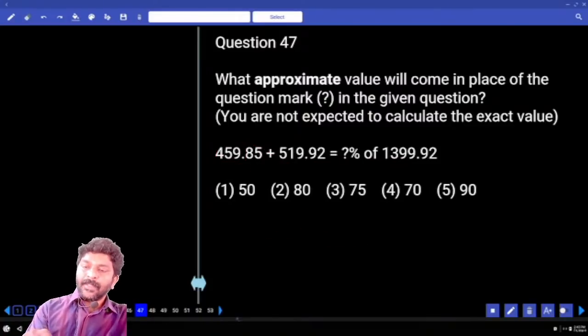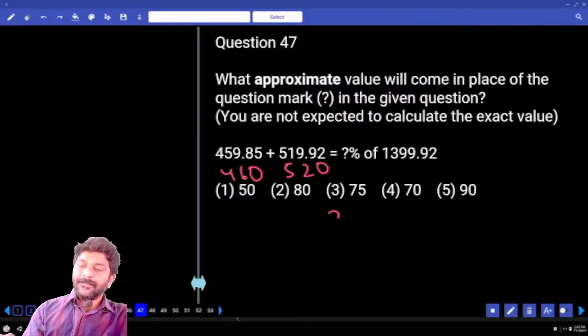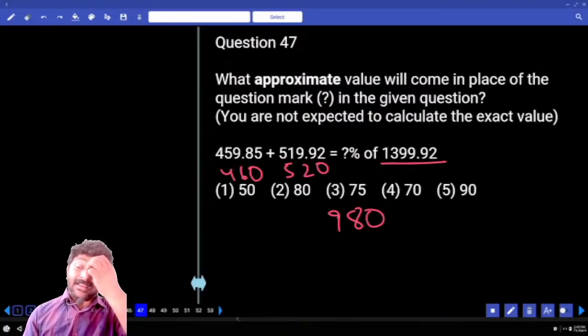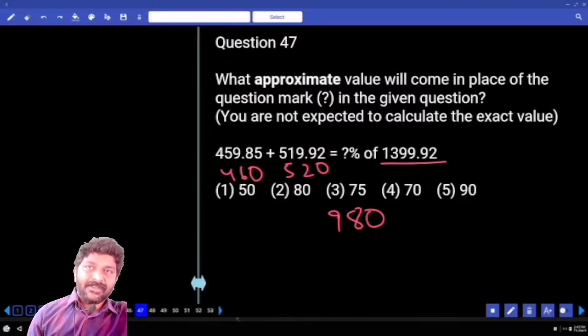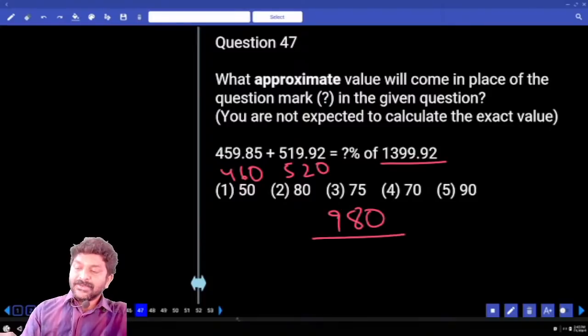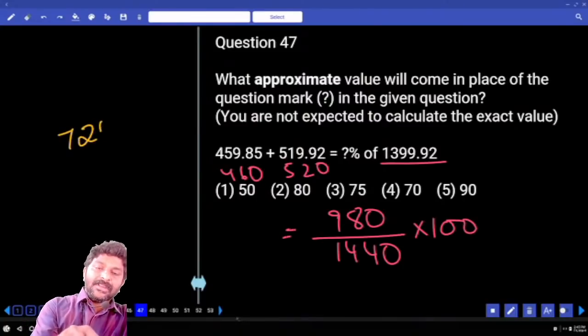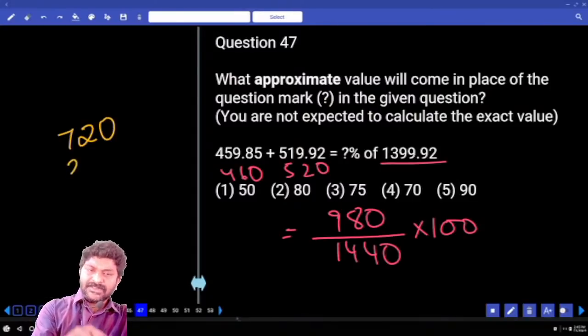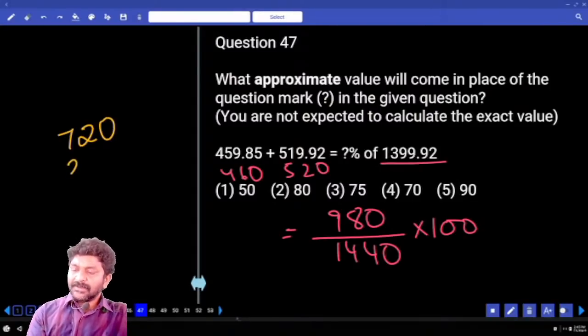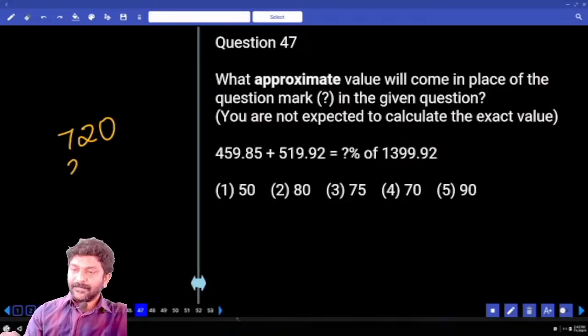Next. This is 460 and 520. Total 980. Upon 1400, 980 is what percent? That's what we have to calculate. Correct? So 980 calculated on 1440 percentage into 100. What is 50%? 720. Still we have to add 720, right? Sorry, 1400 only. Yes.